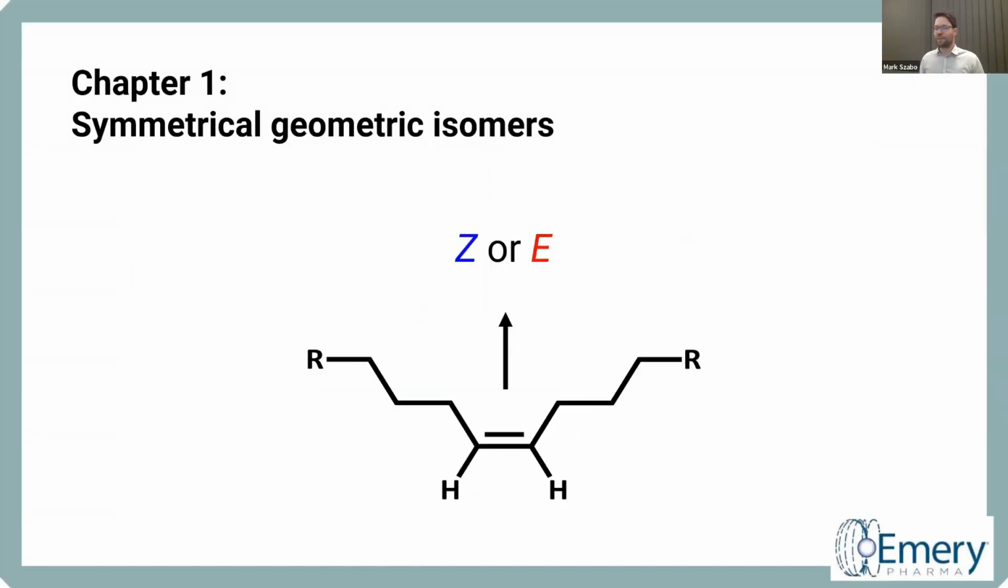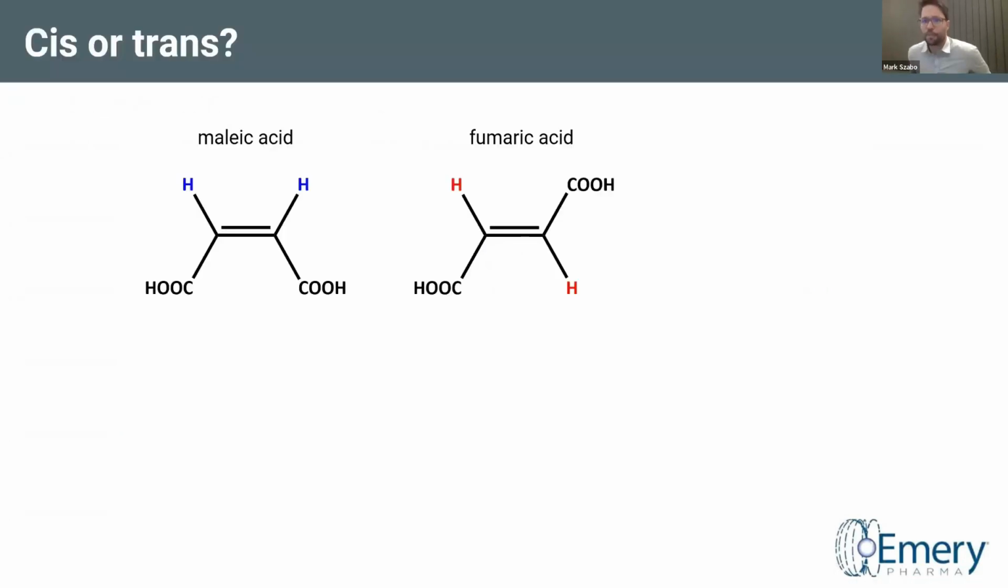So the first chapter, the first short story, is how symmetrical geometric isomers, or the configuration of these, can be determined by NMR. And to introduce you to the problem, I'm going to show you 2 molecules. Everyone is well aware of these molecules, maleic acid and fumaric acid. And this is the trans and cis form of kind of the same molecule. So these are geometric isomers.